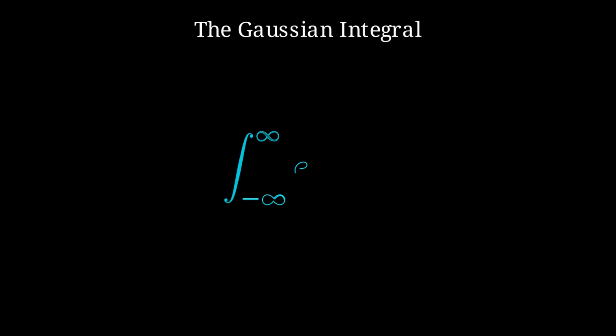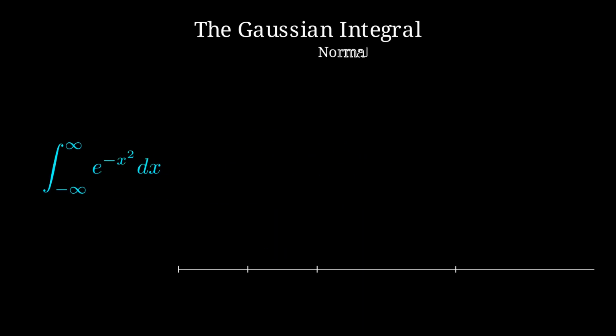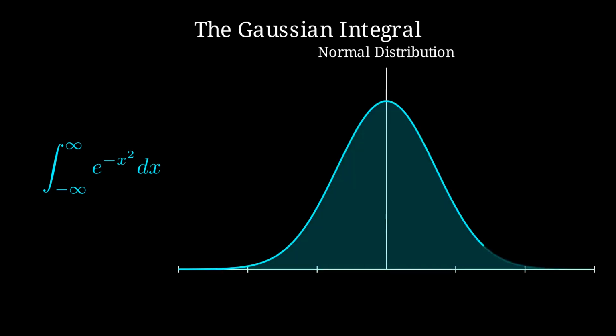We're tackling the Gaussian integral today, the integral of e to the negative x squared from negative infinity to positive infinity. This integral appears everywhere in mathematics, physics, statistics, and engineering. It's the foundation of the normal distribution, the bell curve you've probably seen in probability and statistics.